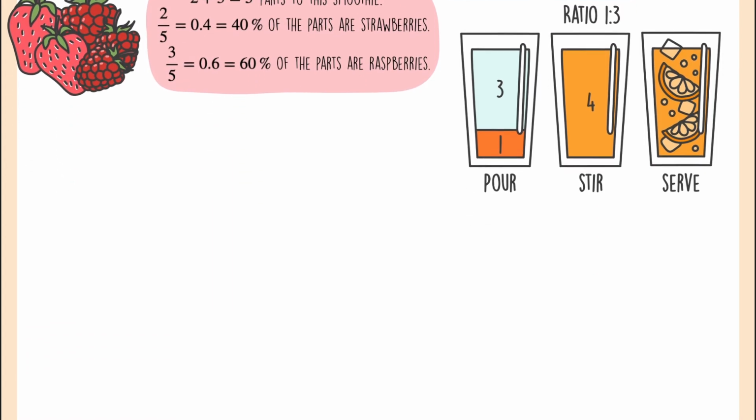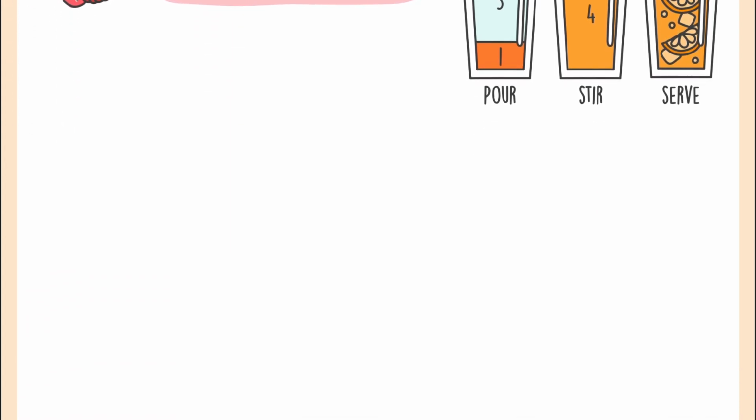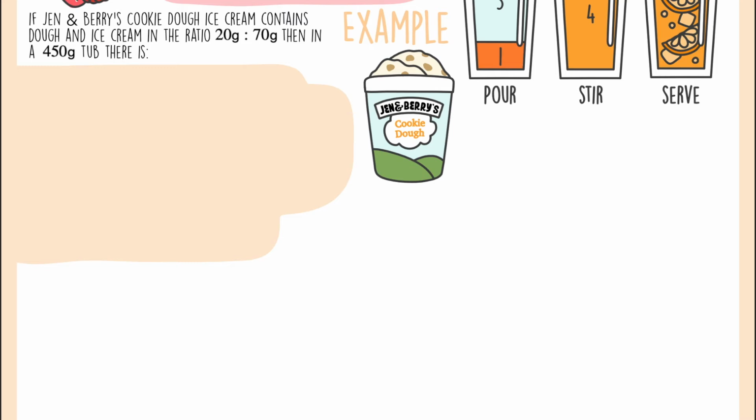Now, in some questions, we're often told what a part is worth, i.e. a part might be a unit such as grams or millilitres. So let's have a look at one of these examples. In this question, our ratio contains units. We're told in a tub of Jen and Berries cookie dough ice cream, for every 20 grams of cookie dough, there is 70 grams of ice cream. So here we've got a unit. In this question, we're asked how much cookie dough and ice cream are therefore contained in a 450 gram tub.